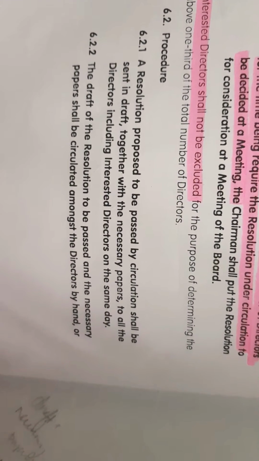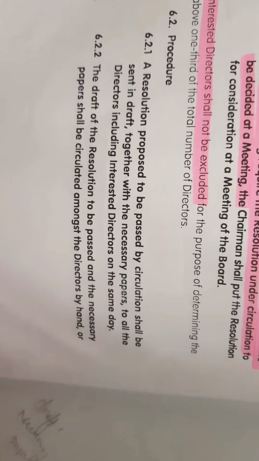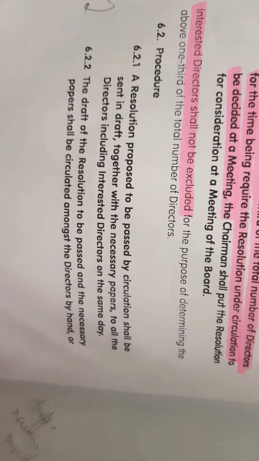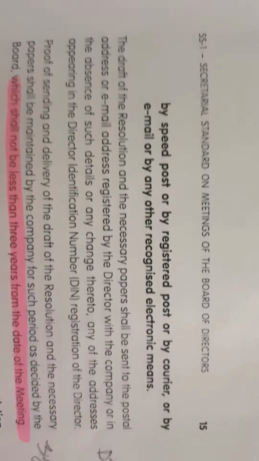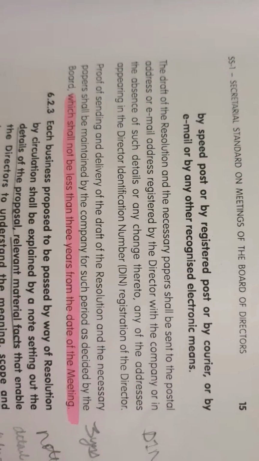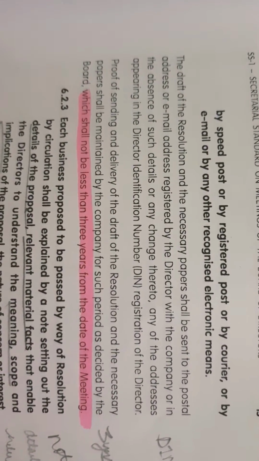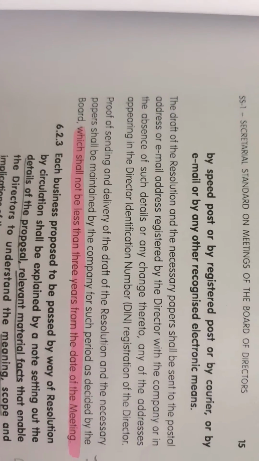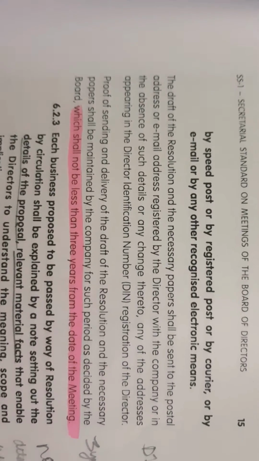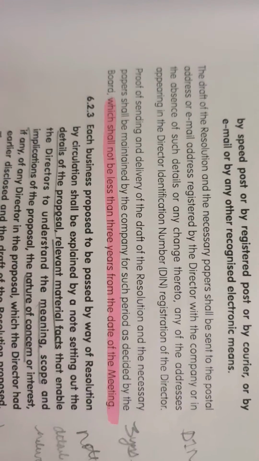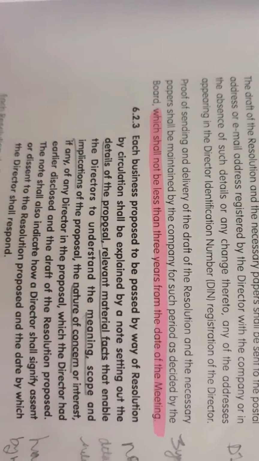The draft of the resolution to be passed and necessary papers shall be circulated among the directors by hand, by speed post, by registered AD, by courier, or by email. That address should be the director's address registered by the company or from the DIN. The proof of such sending and delivery should be kept for 3 years.